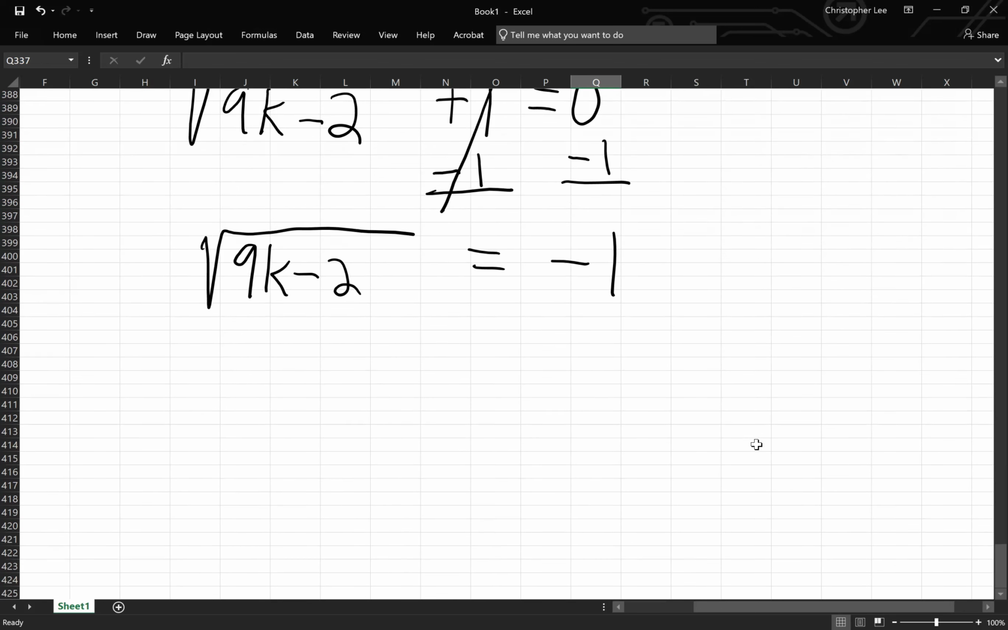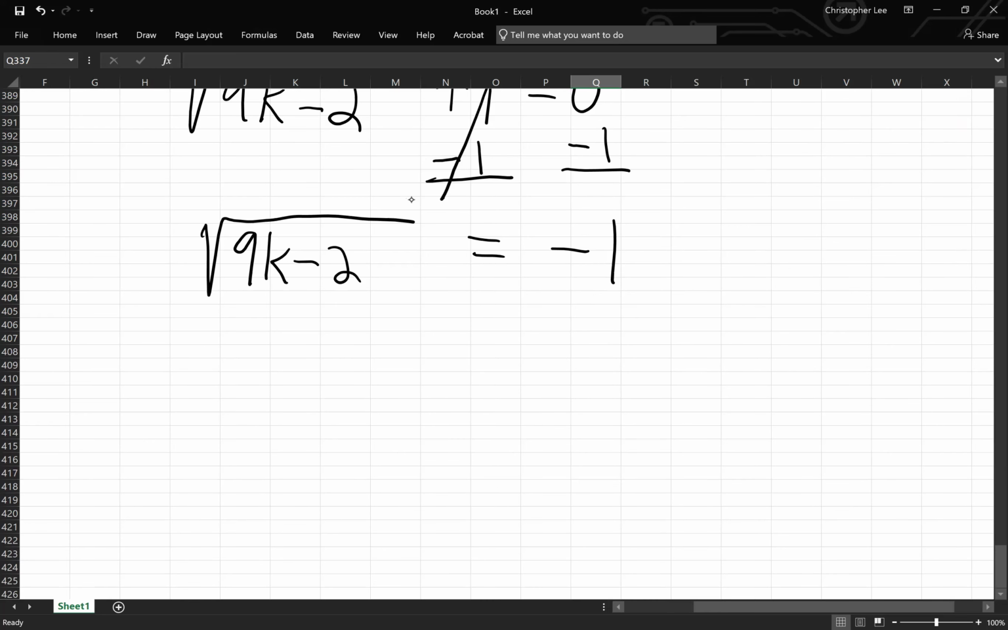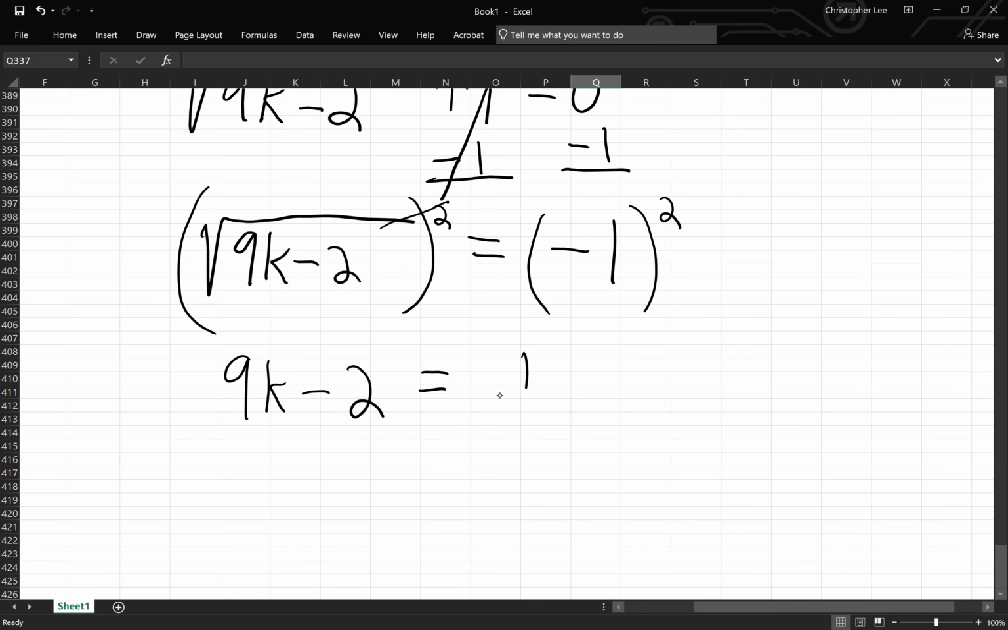Same scenario. I want to get rid of the radical, so I'm going to square this. But as you know, what I do to one side of the equation, I do to the other side of the equation. These two will cancel out. So this becomes 9k minus 2 is equal to +1. And then, just finish it how you would any question. We're going to add 2 to get rid of the -2 on the left-hand side. But what you do to one side of the equation, you have to do to the other side. I'm going to add 2.